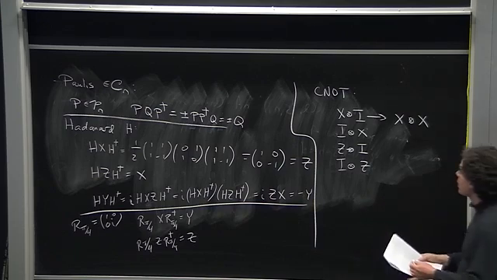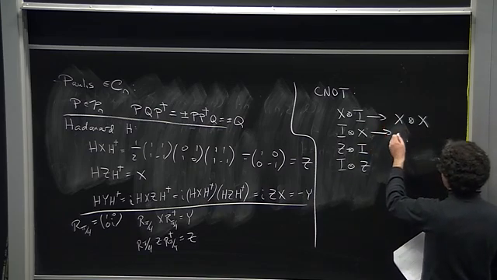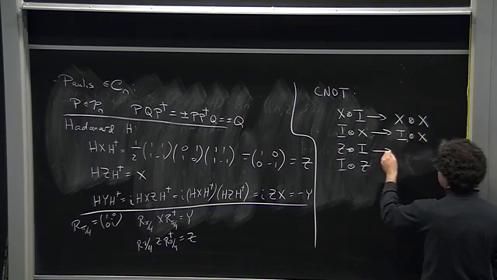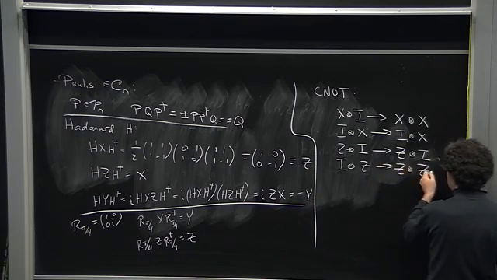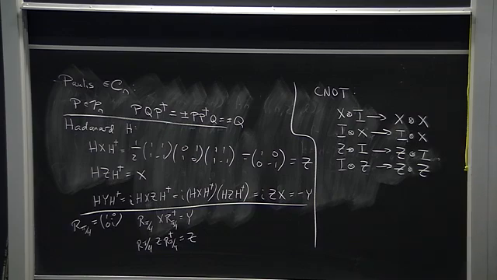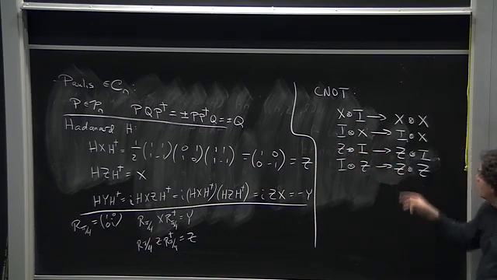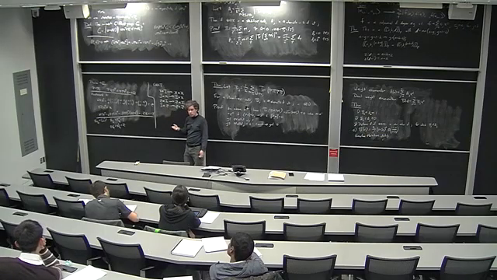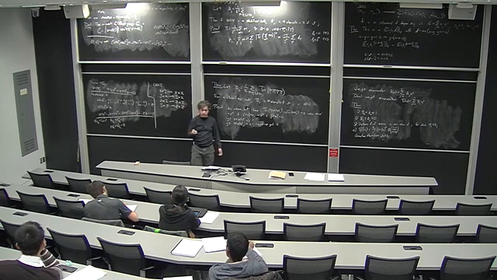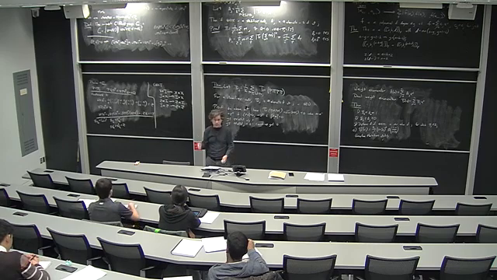Okay? And so XI goes to XX, IX goes to IX, ZI goes to ZI, and IZ goes to ZZ. Okay? And again, you can just work this out by multiplying. So notice that we've preserved the commutation relations as we should. So for instance, XI and ZI anti-commute. XX and ZI on the right side anti-commute. Whereas XI and IZ commute, and so XX and ZZ commute. Okay? I mean, they had to. We proved that already, but it's good to see it in practice.